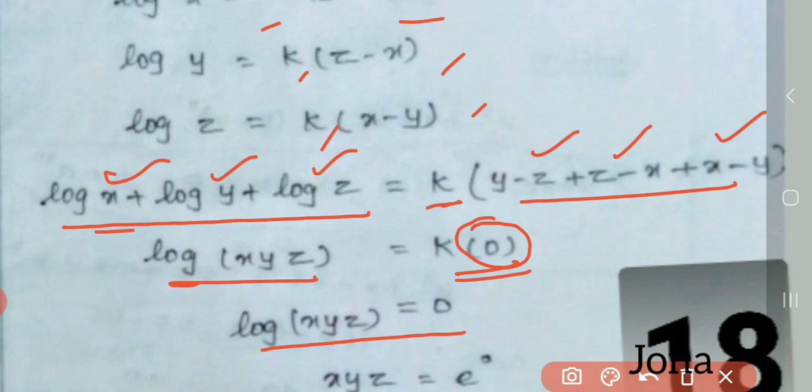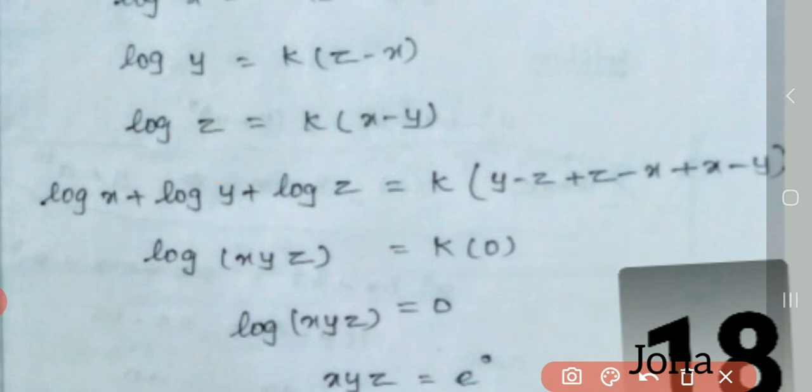When we take this into the exponential form, it will be x y z equal to e power 0. So e power 0 value is 1. Therefore the value of x y z equal to 1. So that is the proof we need here.